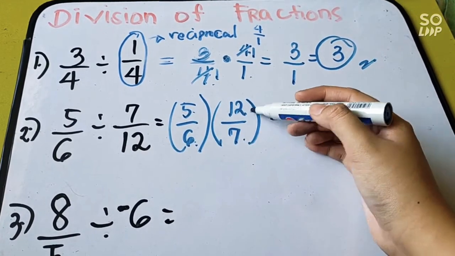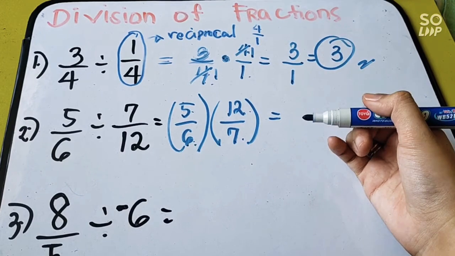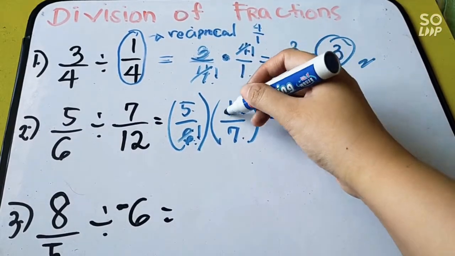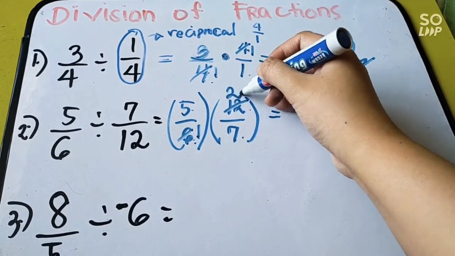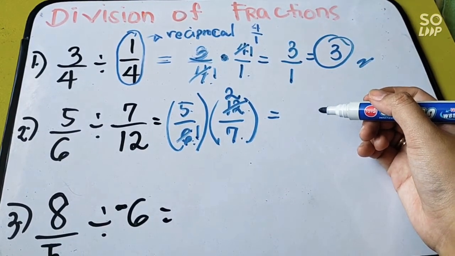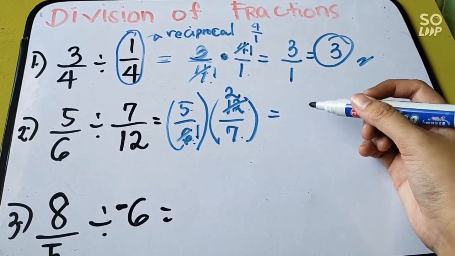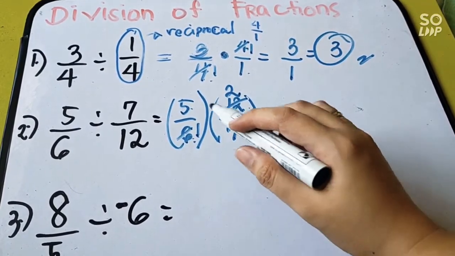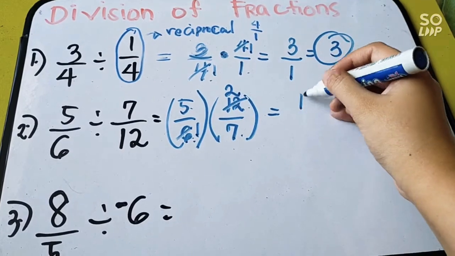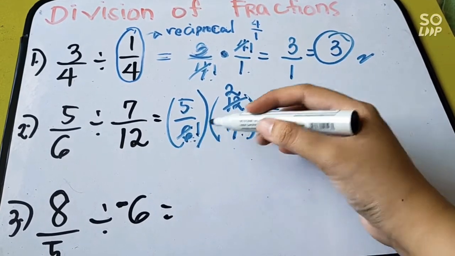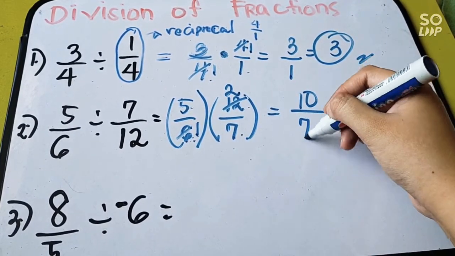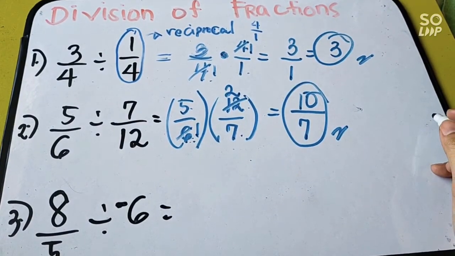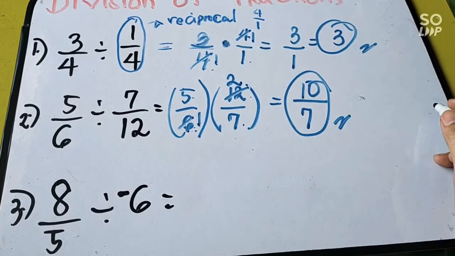Si 6 and 12 po pwede. They are divisible by 6. So, 6 becomes 1, then 12 becomes 2. Okay? Then, proceed in multiplication. Numerator by numerator, denominator by denominator. 5 times 2, we have here 10. 1 times 7, we have here 7. So, ayan na yung sagot mo. Is it clear?